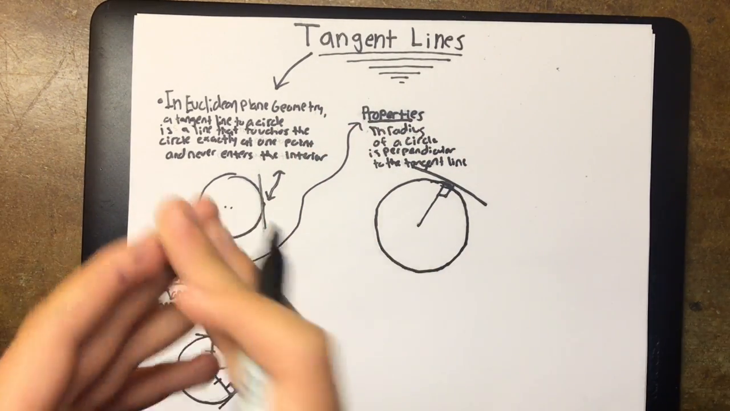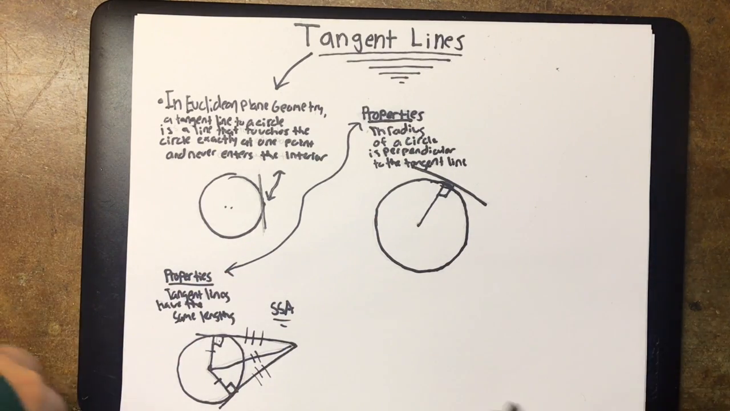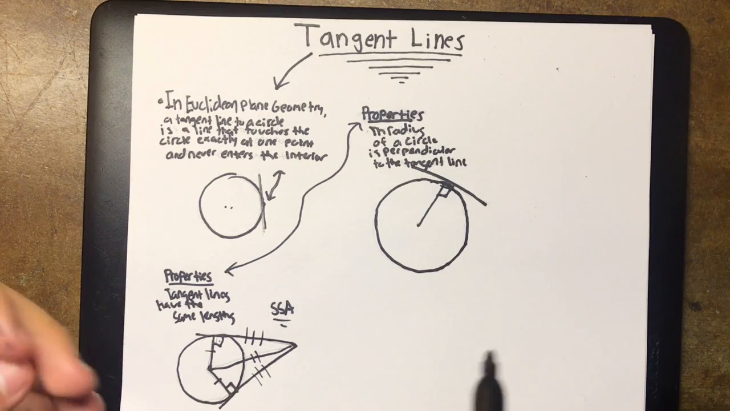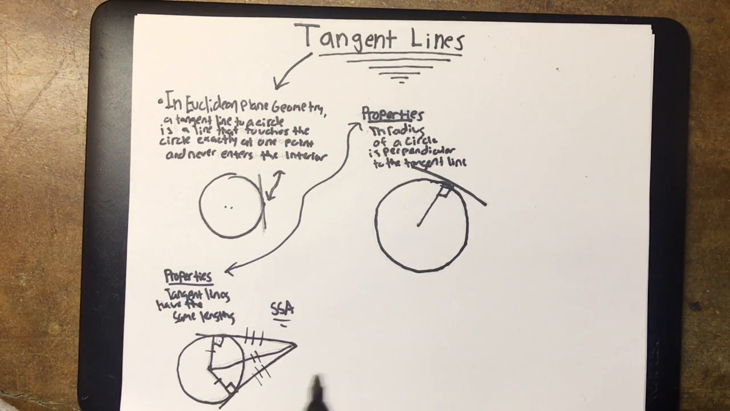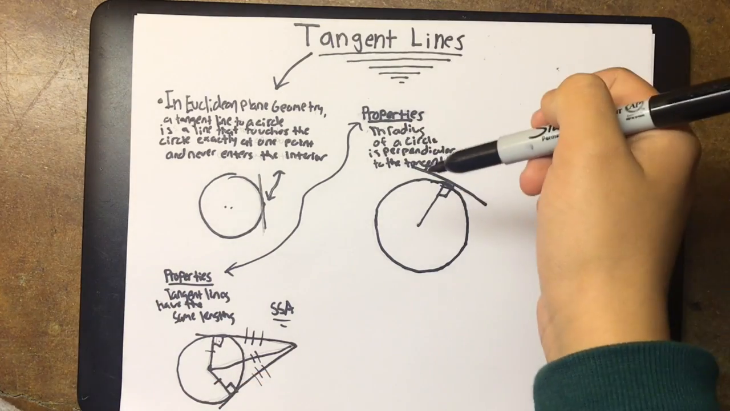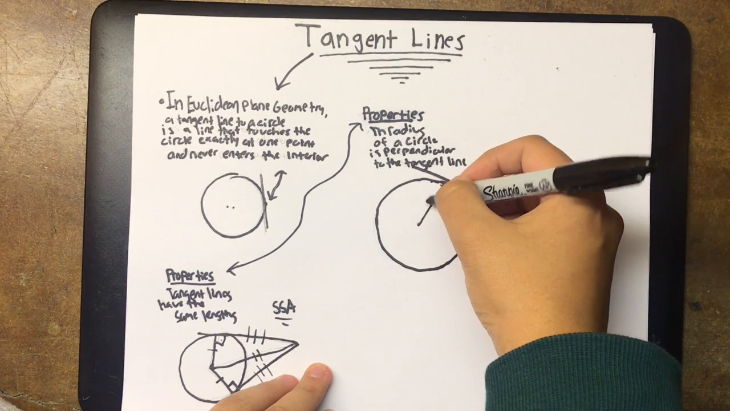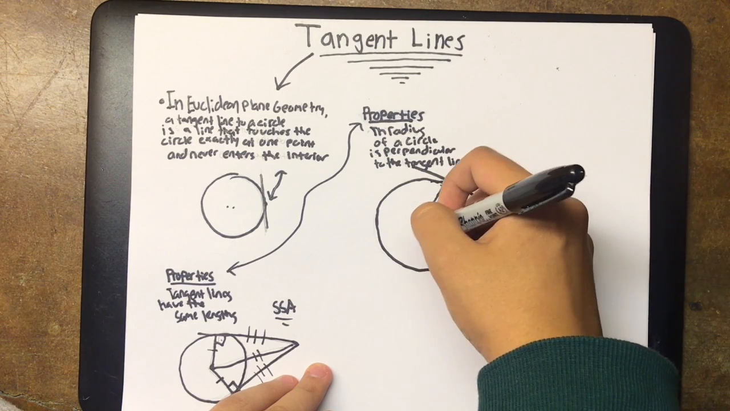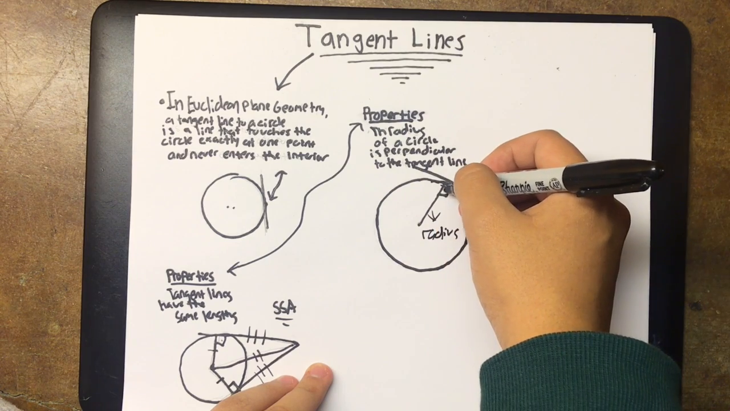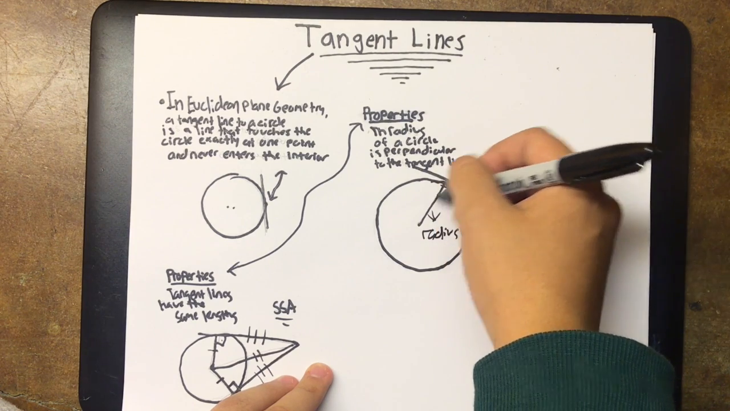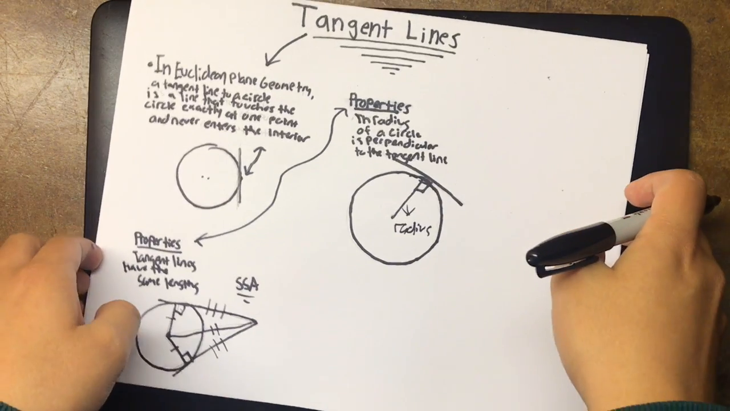So now that you know that, I'm going to talk about the characteristics of tangent lines and their properties to further help us in applying them to different problems. First off, the radius of a circle is actually perpendicular to the tangent line. So if we look at this radius, it is creating a 90-degree angle with the tangent line, as seen right there.